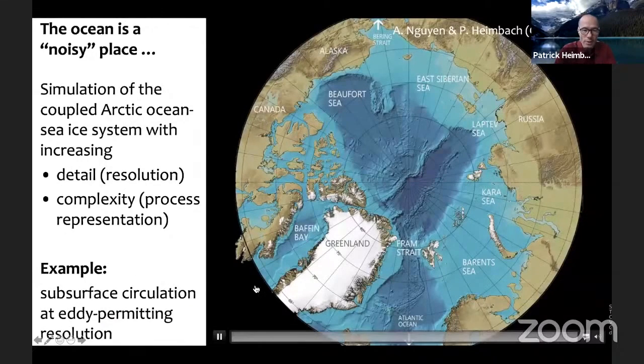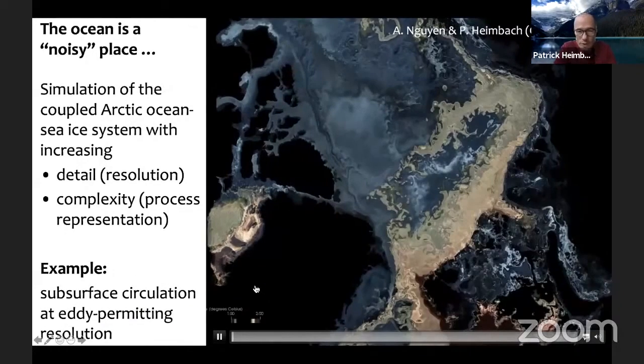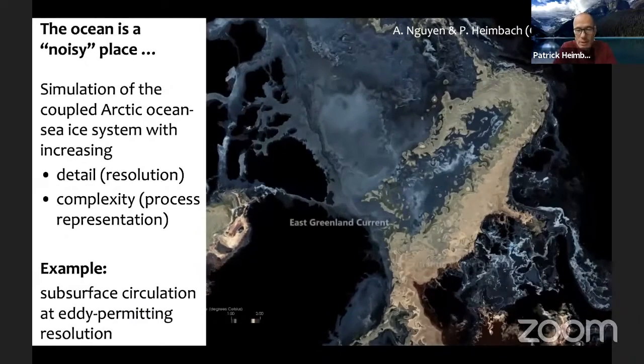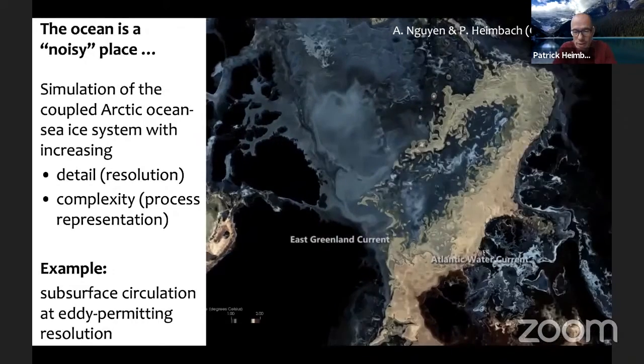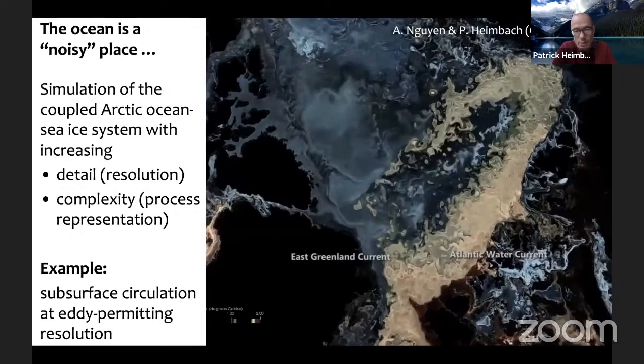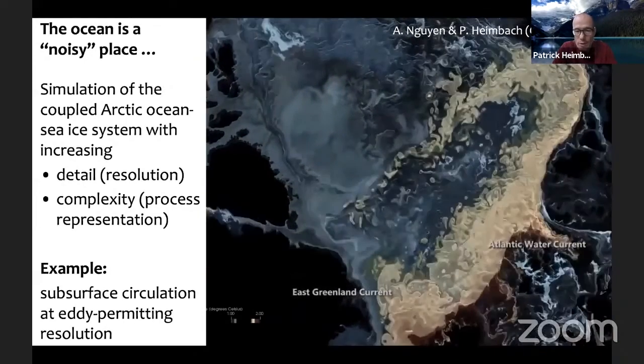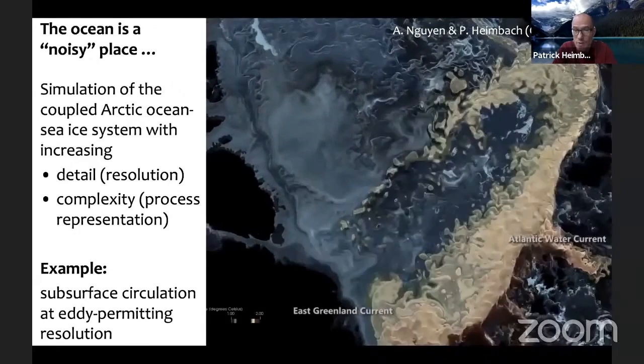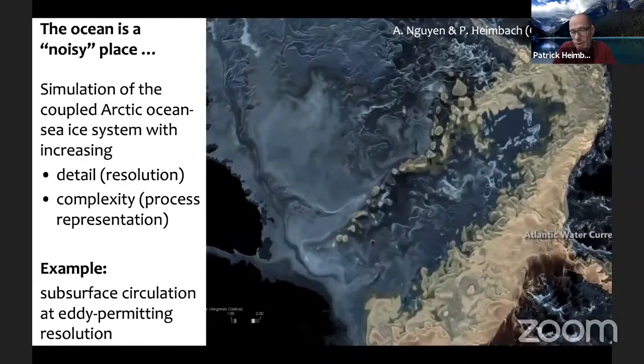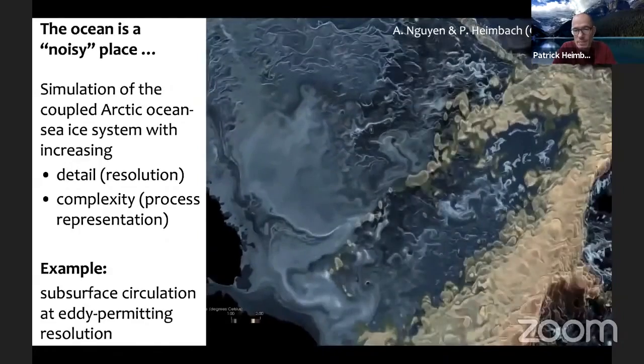The ocean is a noisy place. You should hopefully see this animation here. This is an animation from an Arctic Ocean simulation at eddy-permitting scales. What we see here is the inflow of subtropical-origin Atlantic water below the surface, somewhere at 300 meter depth levels.